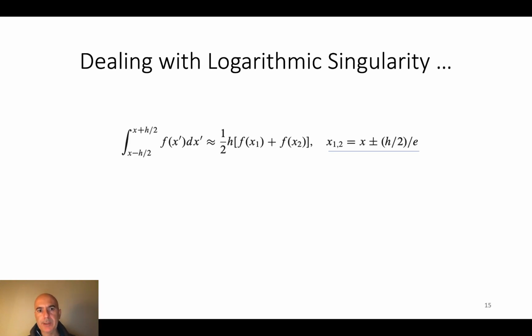The fourth technique deals with the logarithmic singularity. It is an extension of the Gaussian integration. So you see, we still evaluate the function at 2 points, x1 and x2. But at this point, instead of dividing by the square root of 3, we divide by e, right? So that is the natural logarithmic basis.